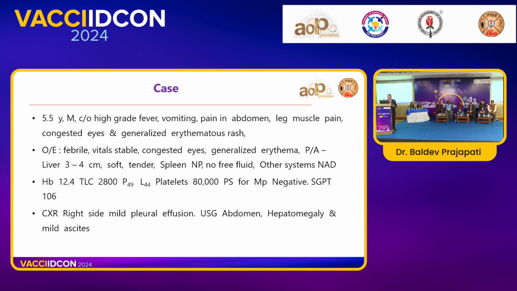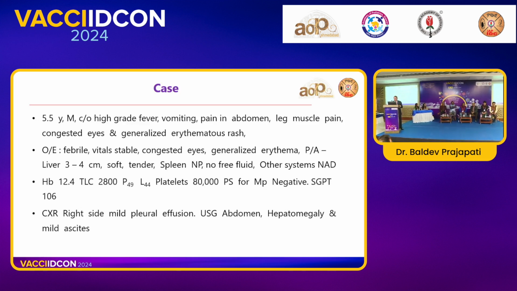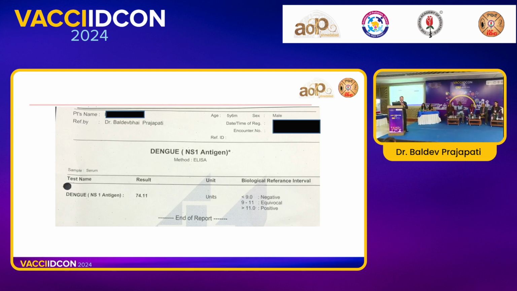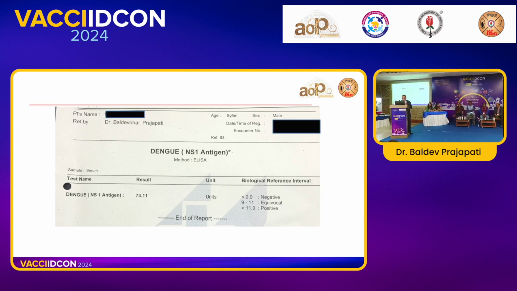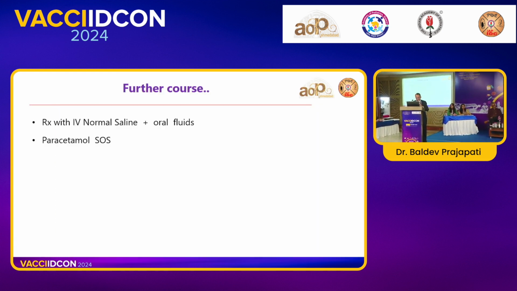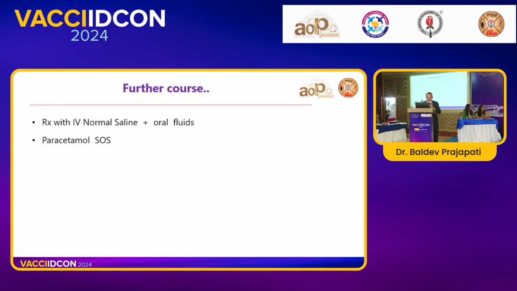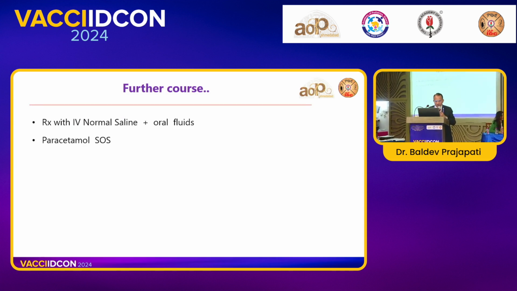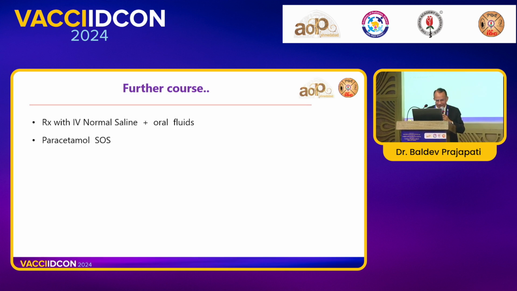A 5.5 year old male child presented with high grade fever, vomiting, pain in abdomen, and leg muscle pain. I think this is already a very clear cut case. Even with the investigations, it was dengue. The point which I want to discuss, I will come to the focus point. Even the NS1 was positive, IgG and IgM were positive. Very uncomplicated, treated simply with fluids, later on oral paracetamol, and the child was almost absolutely fine.